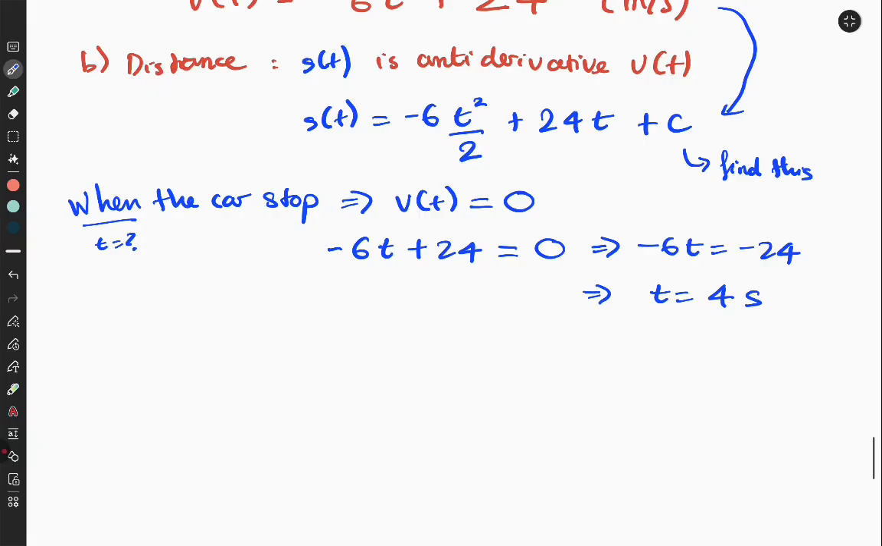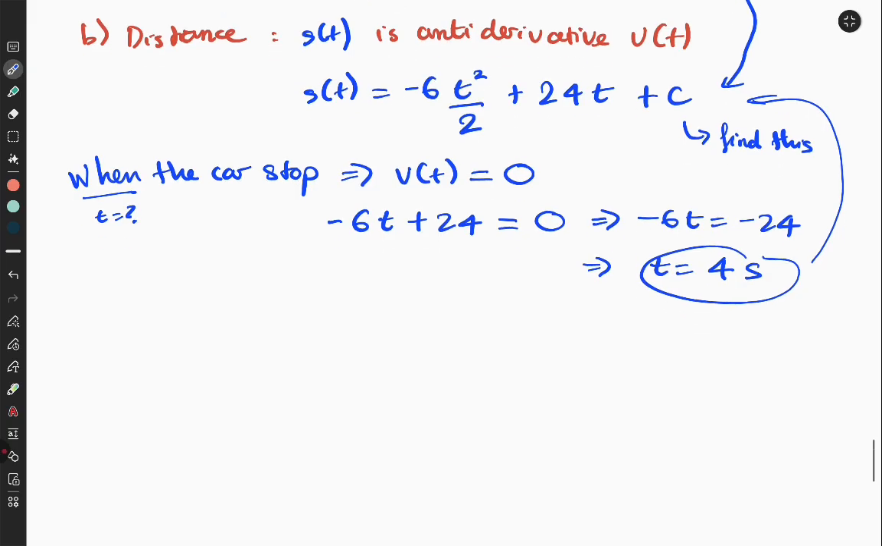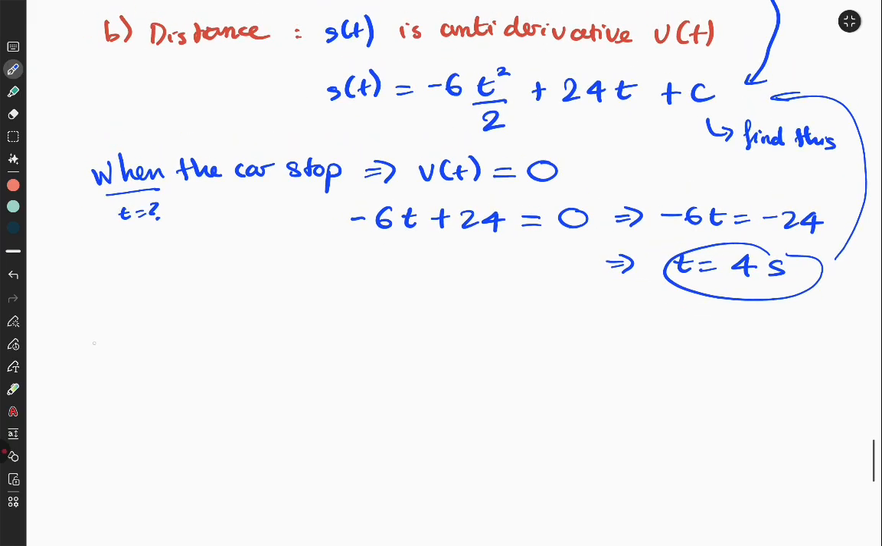So right here, start at t equals 0, 1 second, 2 seconds, 3 seconds, 4 seconds, stop. Then how do we know the total distance? How do we use that t equals 4 to find the total distance? Yes, we plug this into the distance right there. Negative t squared over 2 plus 24t plus c.